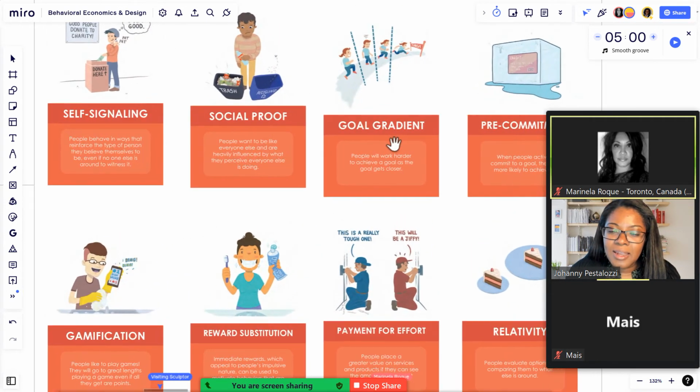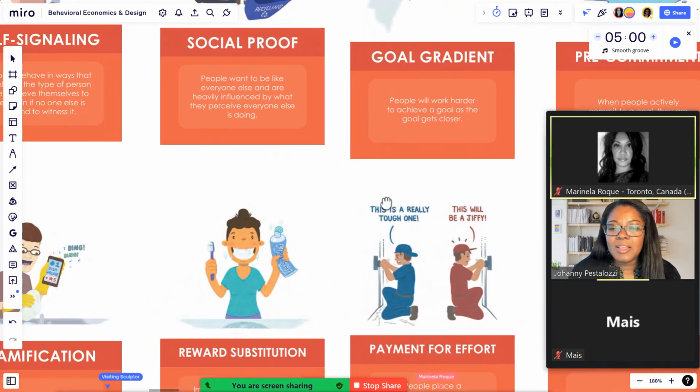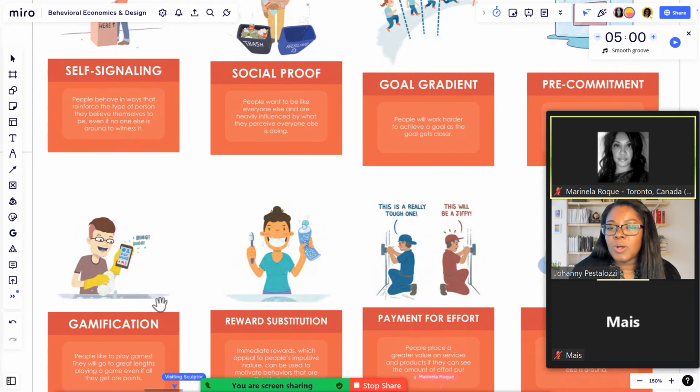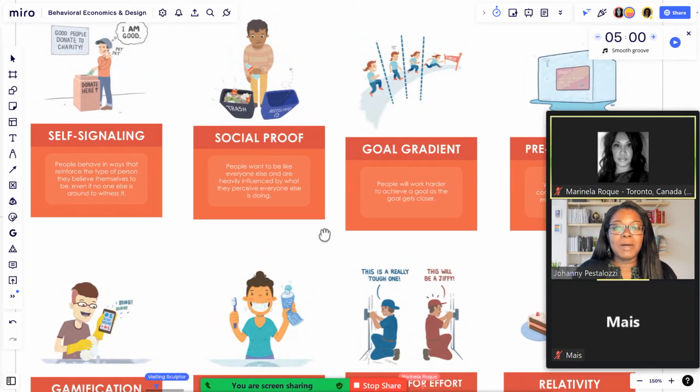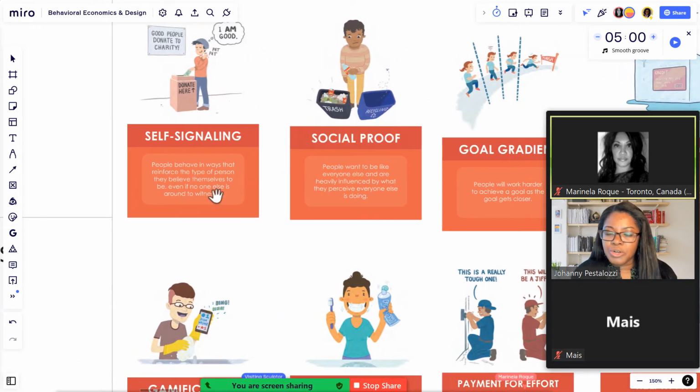From my side, I added goal gradients, so people will work harder to achieve a goal as the goal gets closer. That's in relation to the gamification part. I envision something around a sustainability goal or game so that users know how close they are to achieving a level of sustainability, based on how sustainable their shopping experience was before, and the closer they are to achieving that goal, the more they will be interested in buying more sustainably. That's more or less the idea. And then I'm not sure if I added self-signaling.